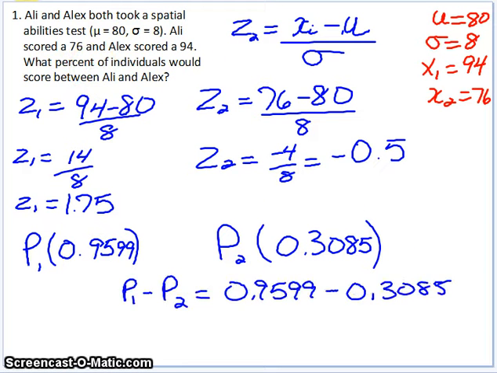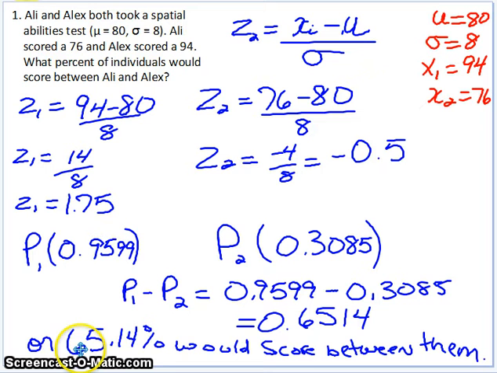It's asking us for the percent of individuals in between them. So what we're going to end up doing is taking the two p-values and subtracting them. We subtract them and we end up with an ending p-value of 0.6514. We can then convert that to a percentage by multiplying by 100, and we would say that 65.14% of all individuals would score between Alex and Ali on the spatial abilities test.